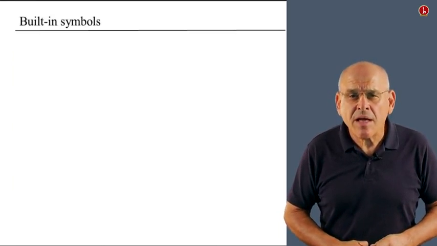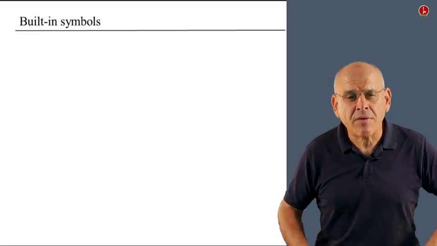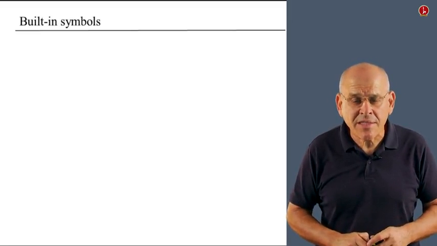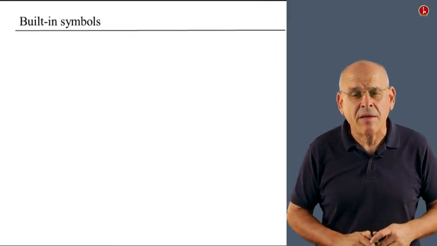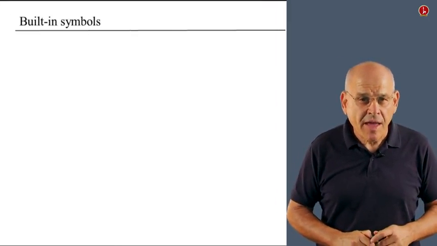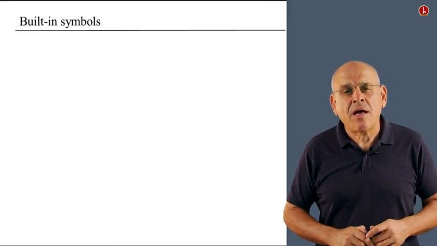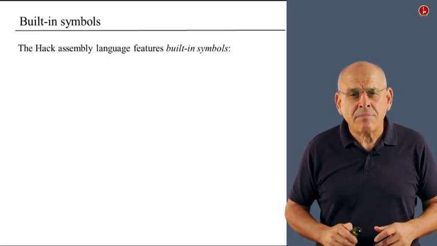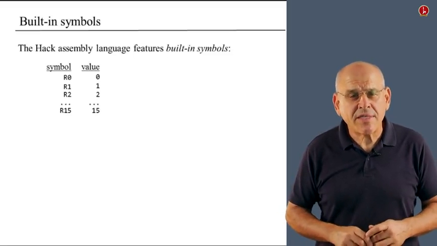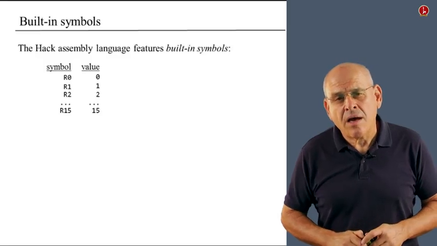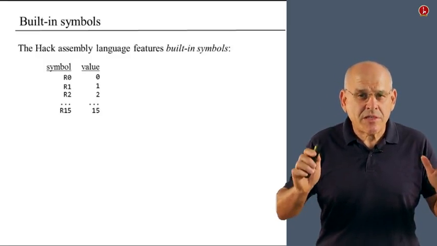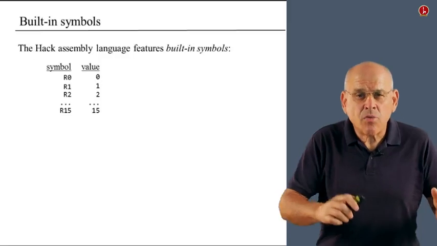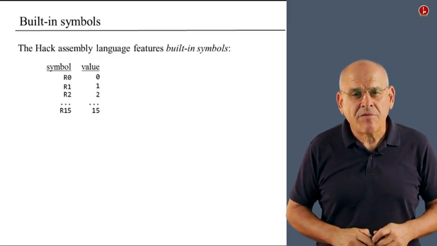Before the end of this unit, I'd like to say a few things about another feature of the language that we haven't yet discussed. And by saying this, I'm basically going to complete the specification of the Hack machine language. The language features several built-in symbols, and here they are. First of all, we have a set of 16 so-called virtual registers, or to say it more accurately, we have a set of 16 labels that we use as if they represented virtual registers.